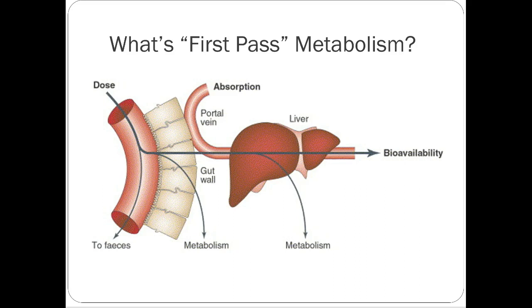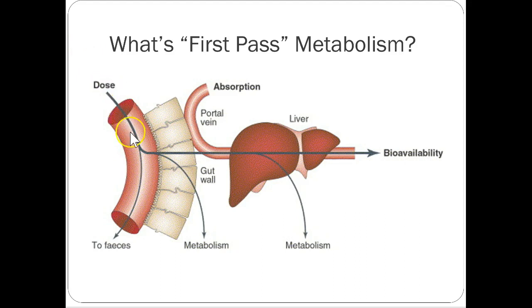First pass metabolism is a really important concept. So I talked about that every tissue has some compounds in it or enzymes that might break down drugs to a certain degree, and that's true. But the biggest metabolizer of medications is your liver, and that's going to be responsible for the vast majority of all metabolism that happens. So let's take a normal oral dosage form.